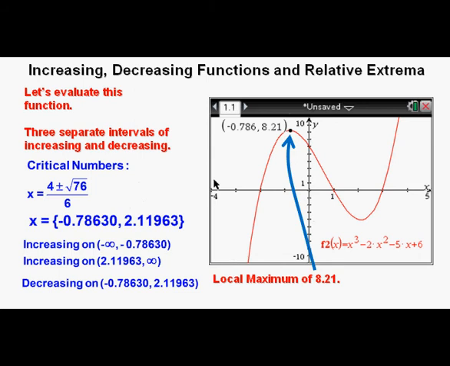Here are the coordinates for the local extrema of this function. We have a local maximum of approximately 8.21, rounded by the calculator to the nearest hundredths place. It's here where x equals about negative 0.786 that the function changes from increasing values to decreasing values. And we have a local minimum of about negative 4.06. This input value, about 2.12, is where the function changes from decreasing values to increasing values.